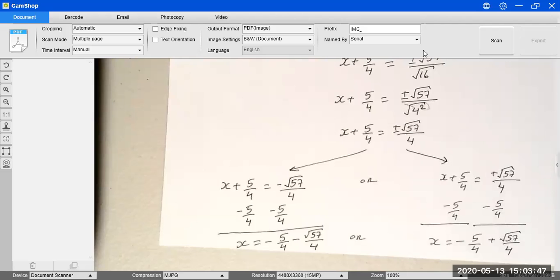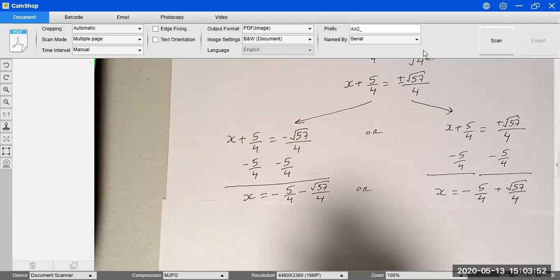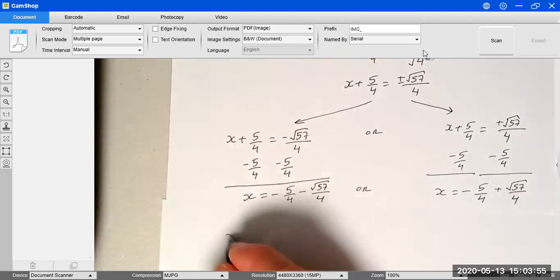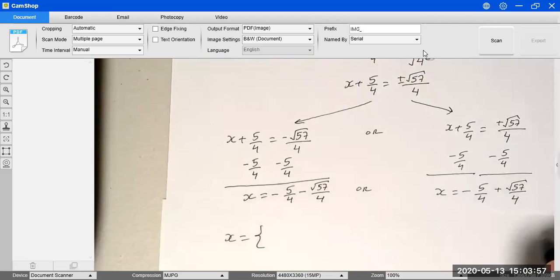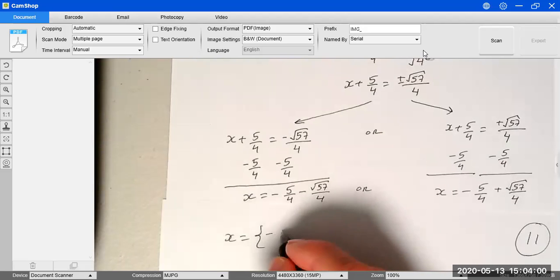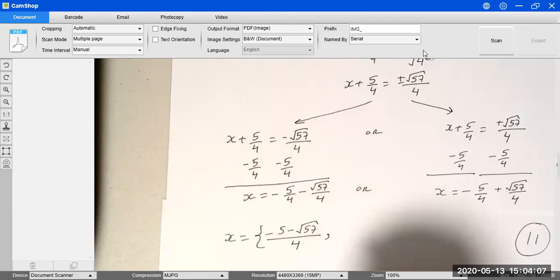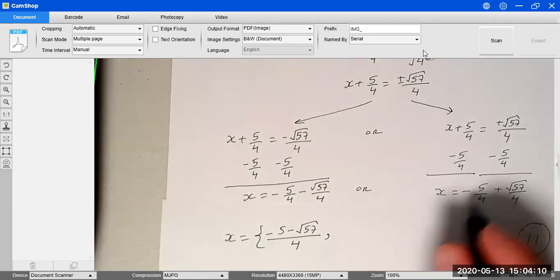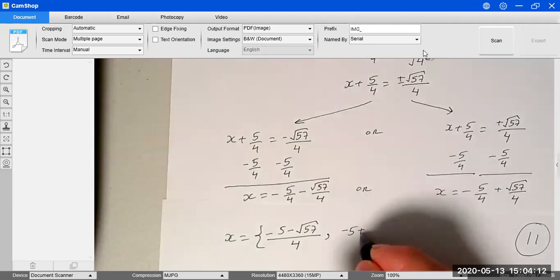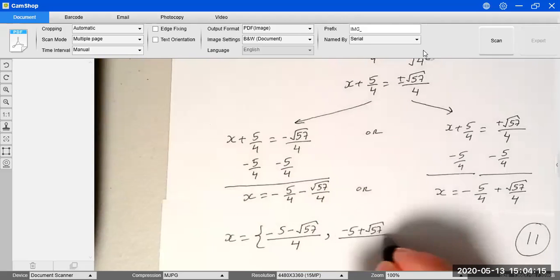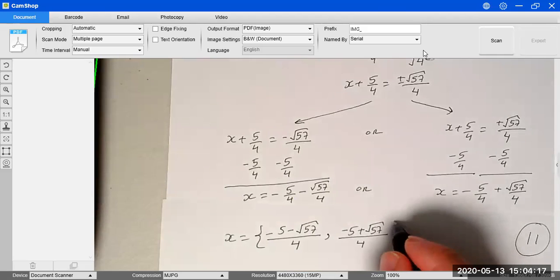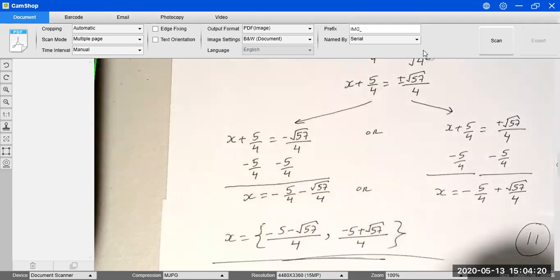So the final answer is the following. Since we have a common denominator, we can just write the first one as negative 5 minus square root of 57 over 4, comma. The other one is going to be negative 5 plus square root of 57 over a common denominator 4. So these are the solutions for this problem.